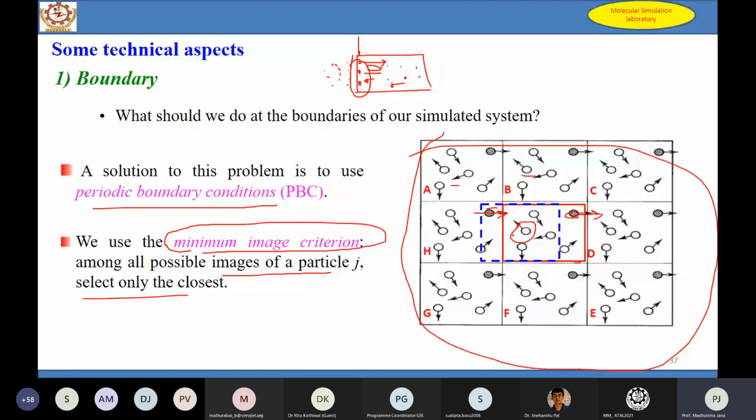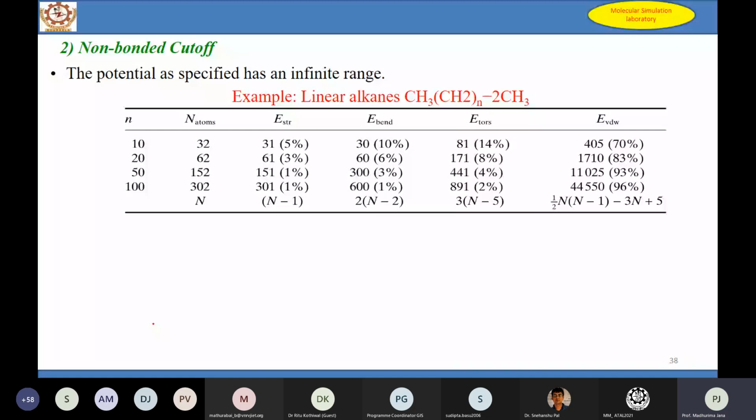Next is the non-bonded cutoff, which is very important here. Suppose I have an alkane like this, CH3 (CH2)n, then something. This n determines how many atoms will be there in your system. If you have n equal to 10, the number of atoms is 32. If this molecule has 32 atoms, how many bond stretching terms will there be? We will find that there are 31 bond stretching terms.